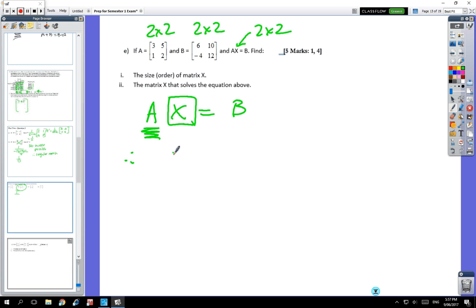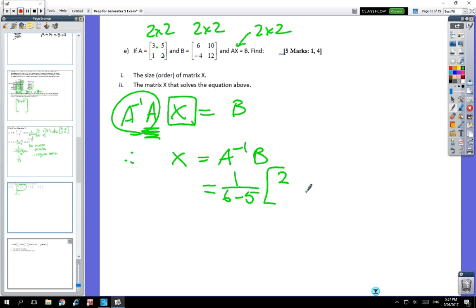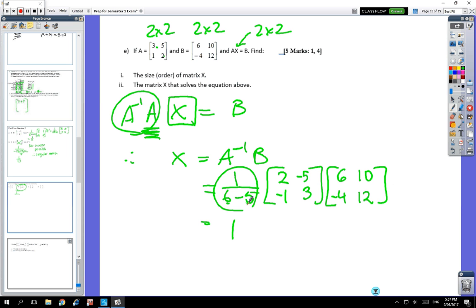Okay, we're back. So matrix X, we've got to stick the inverse out the front. A minus 1 equals 1 over AD minus BC, 6 minus 5. Then we put matrix A, we've got to switch the numbers, so 2 and 3 switch, minus 5 and minus 1 switch. And then we multiply by B, which is 6, 10, minus 4, 12. Now, this number here is just 1 because 6 minus 5 is 1, so we don't have to worry about the 1. 1 is 1.